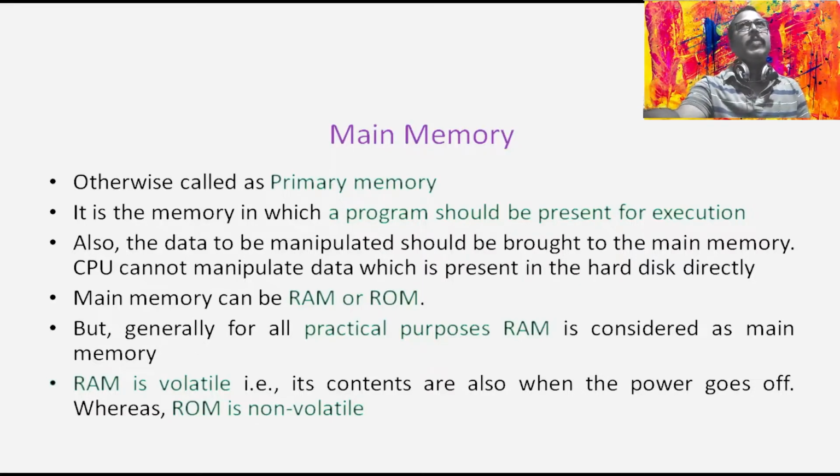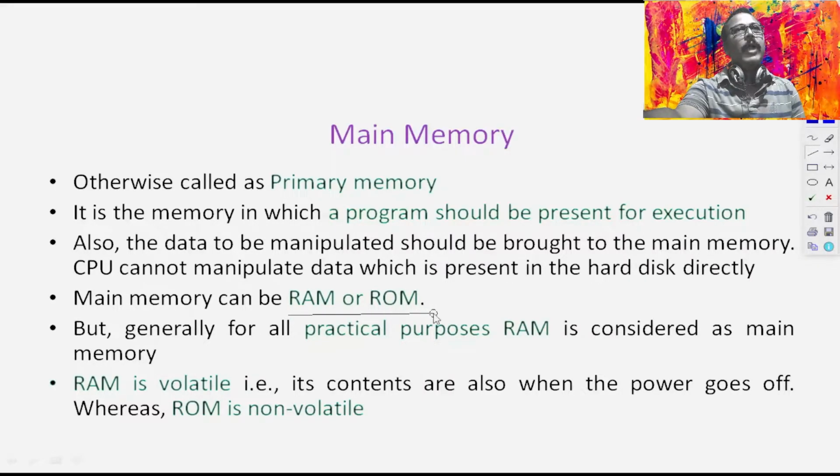The main memory can be divided into two types broadly: RAM and ROM. Random access memory and read-only memory. For all practical purposes, RAM is considered as main memory because you can write to it. Whereas for the read-only memory, as the name indicates, it's read-only. So you cannot write to it.